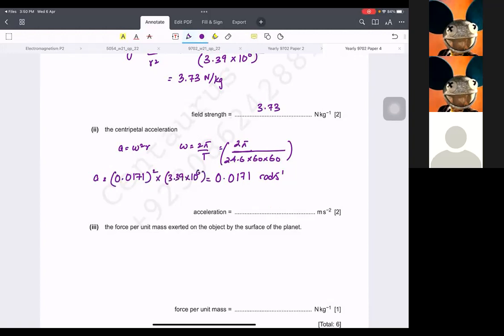Wait, okay. Sorry sir, I had already told you the acceleration. The omega is 7.09 times 10 power minus 5. And so acceleration is directly this. Okay.